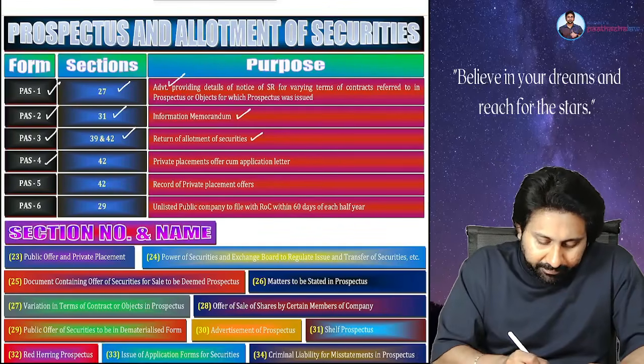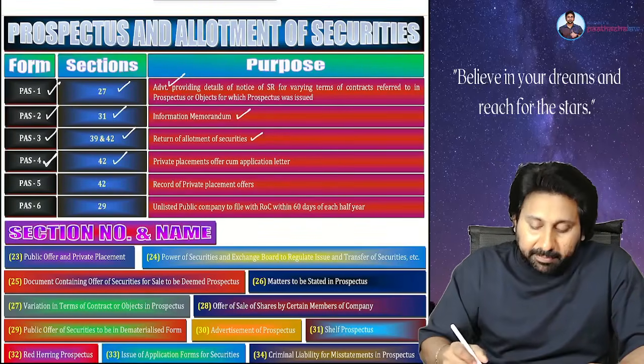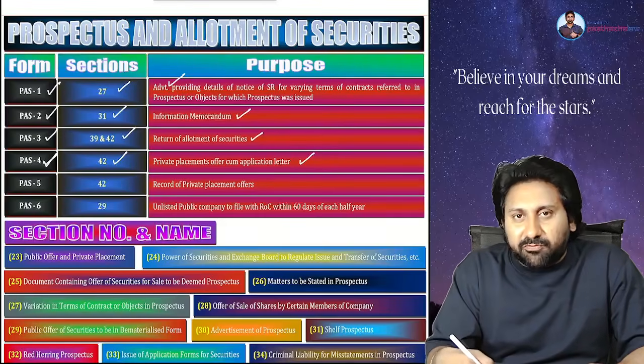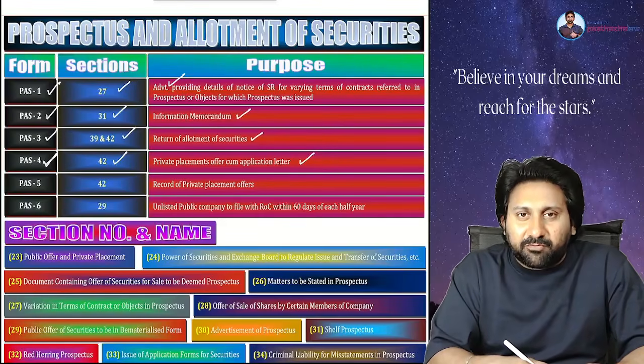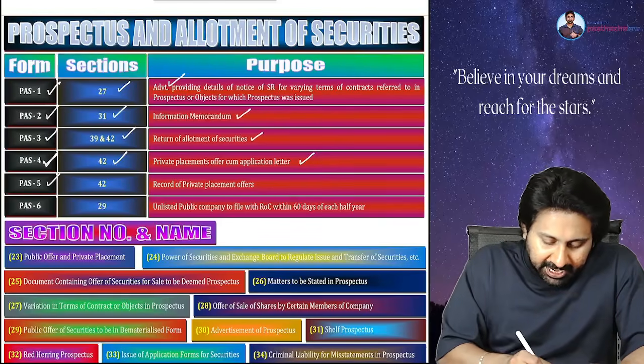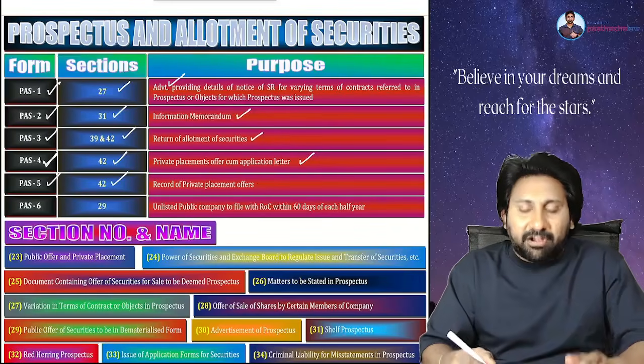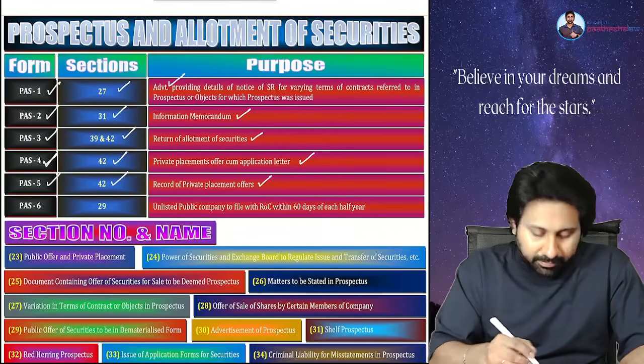PAS 4, section number 42, private placement. This is the prospectus type. There is an application form. The format for the application form for private placement is PAS 4. PAS 5, again section 42, register of private placement, that is called a record.